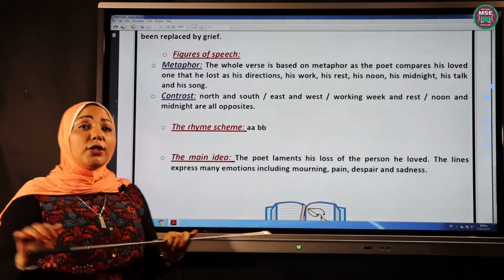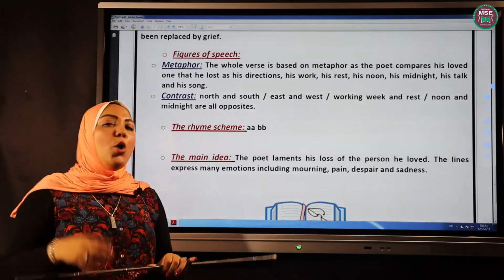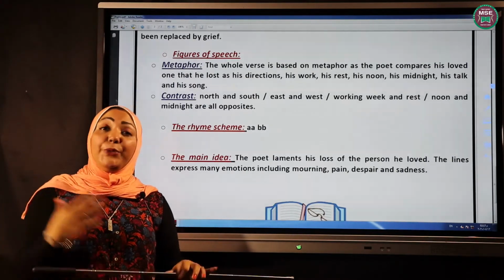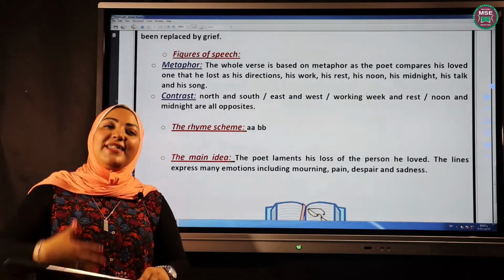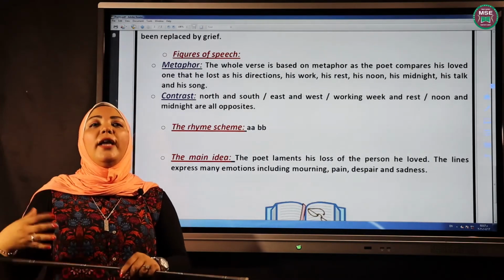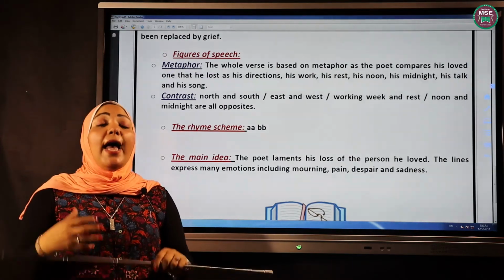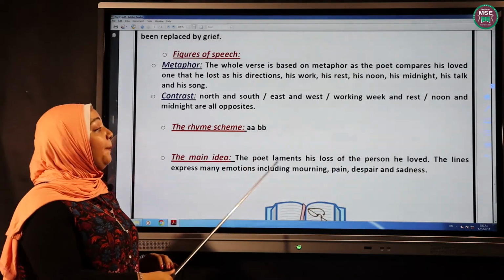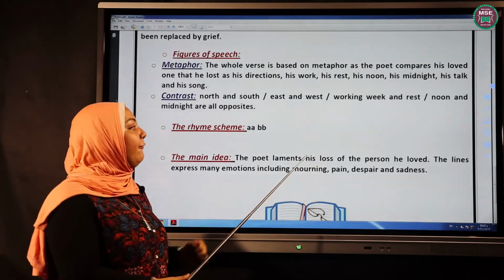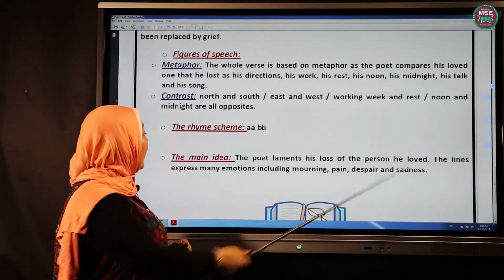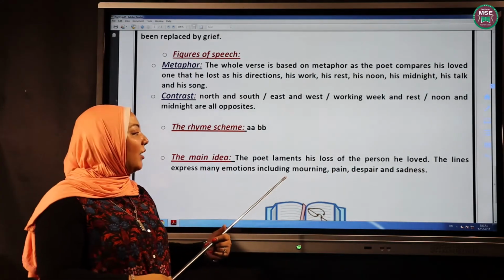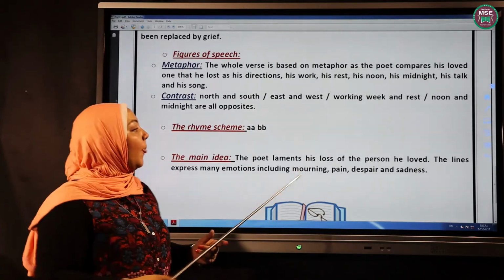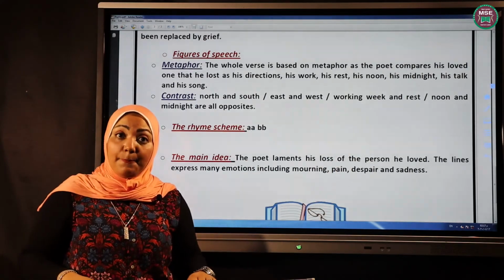Okay, sometimes he can ask you to pick out the main idea of the poem. What is the main idea here? As we said, the whole part was actually about a person who is lamenting. Lamenting, it means expressing grief or sadness, the death or the loss of someone very, very dear to him, and how he is suffering after their death. Okay, so as you see here, the poet laments, expresses extreme grief, his loss of the person he loved. And the lines express many emotions, including mourning. And mourning here, it means to be sad after the death of someone. Pain, despair, and sadness. Okay?